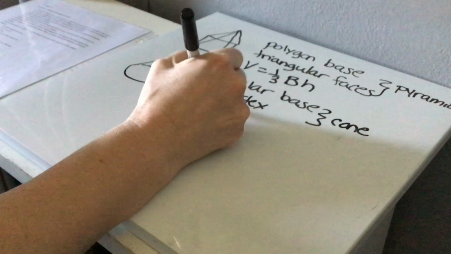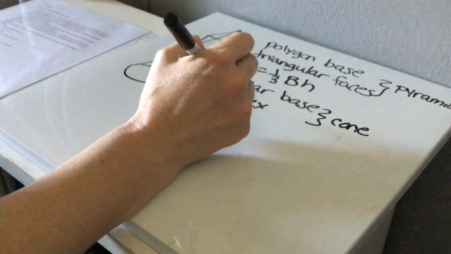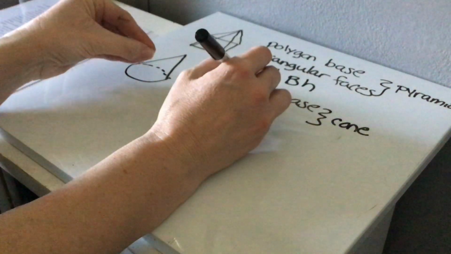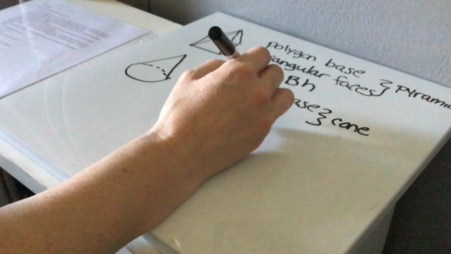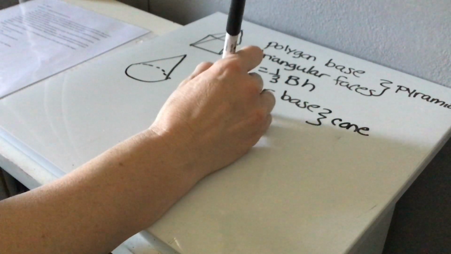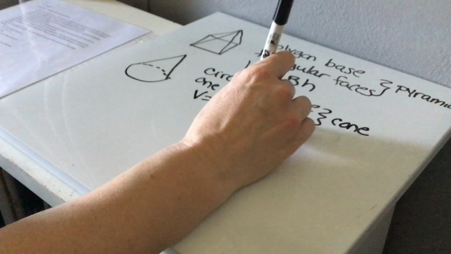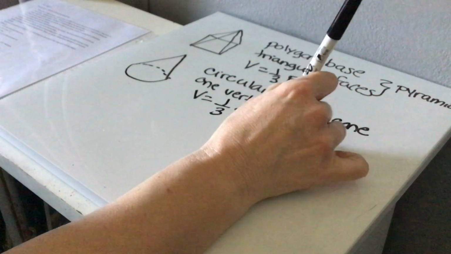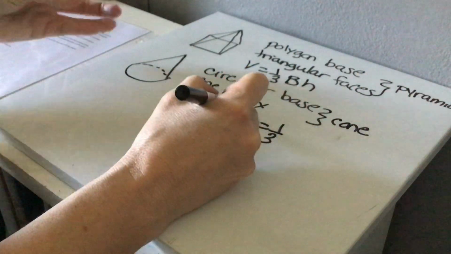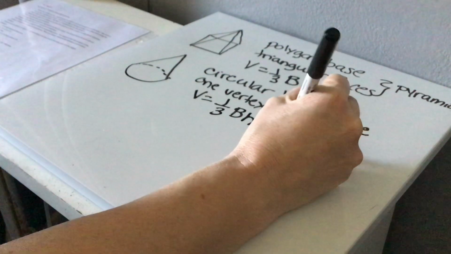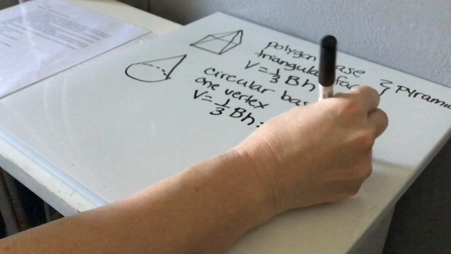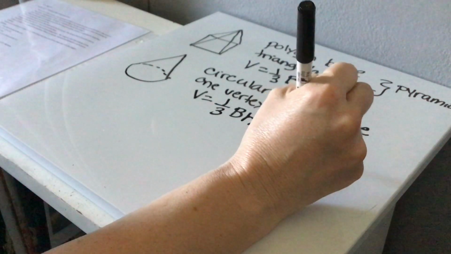The same thing happens with a cone. It takes 3 of them to fill in the circular cylinder, okay? So the volume of a cone is 1/3 times the area of the base times the height. So the cone is unique because the base is always circular. So it's 1/3 times pi times the radius squared times the height.